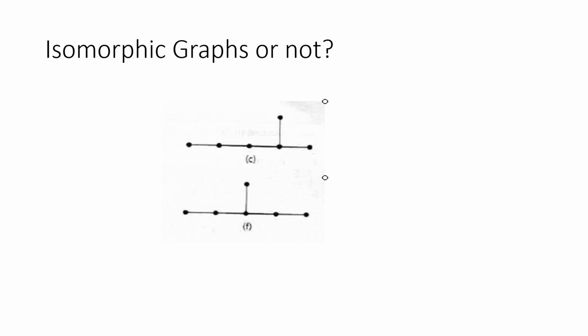You know that a vertex of degree 1 is called a pendant vertex. In graph C, the vertex having degree 3 is associated with 2 pendant vertices. But in graph F, the vertex having degree 3 is associated with only one pendant vertex. So, these two graphs are not isomorphic.